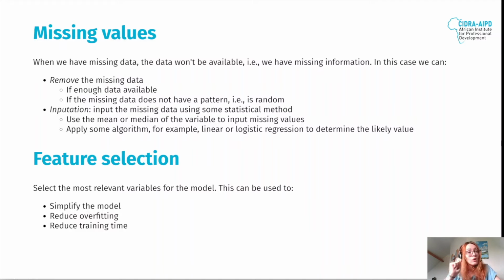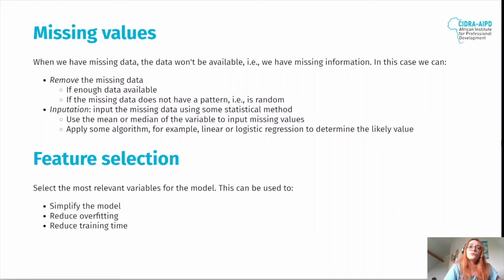And you can only remove that missing data if there is no pattern to it, which means that these missing values are random. But if you start seeing, for example, that, I don't know, everyone that has red hair like me doesn't have the height information, then there's definitely a pattern there, and you shouldn't remove that missing data.